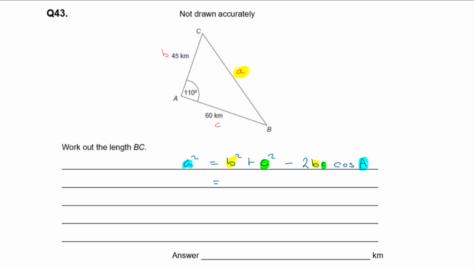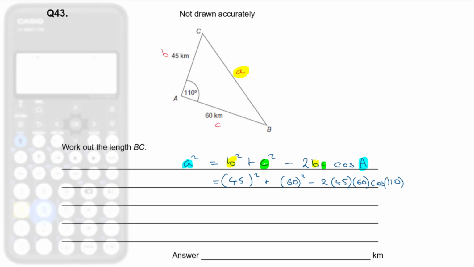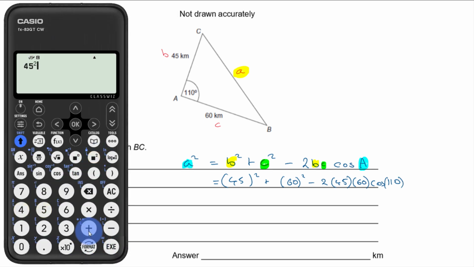Okay, so then carefully subbing into that equation. So b is 45, so that's 45 squared, plus c, which is 60 squared, minus 2 lots of b, which is 45, and c, which is 60, times the cos of A, which is 110 degrees. Okay, so that's what needs to be typed in. Again, a long one, take care. So 45 squared plus 60 squared minus 2 times 45 times 60 times the cos of 110, close bracket, equals.